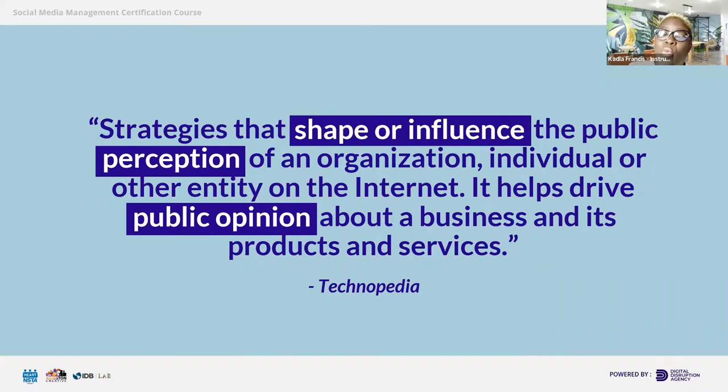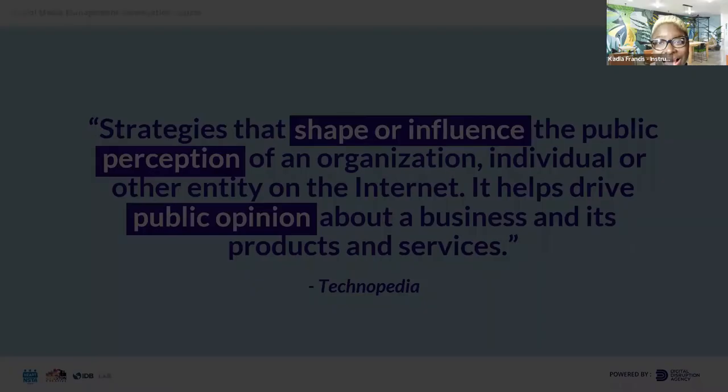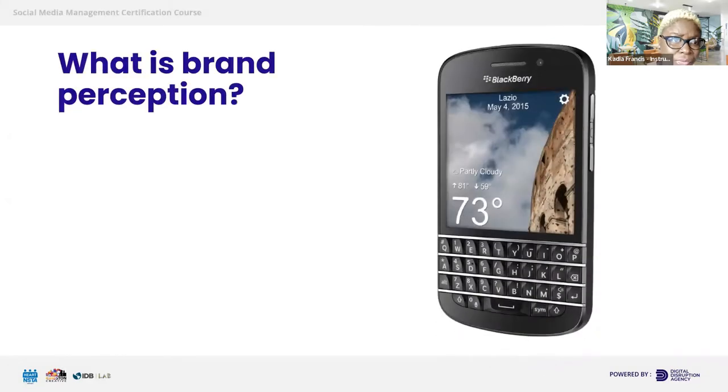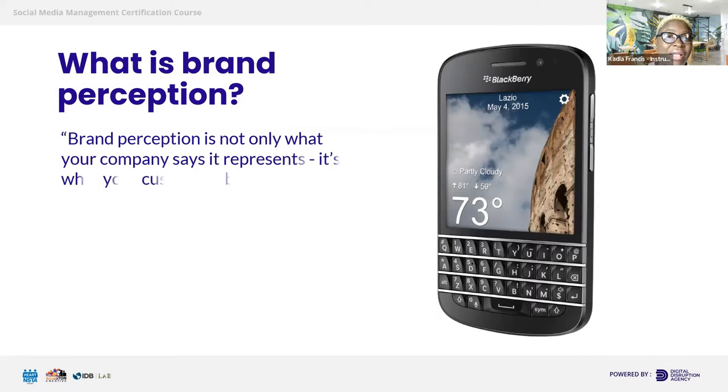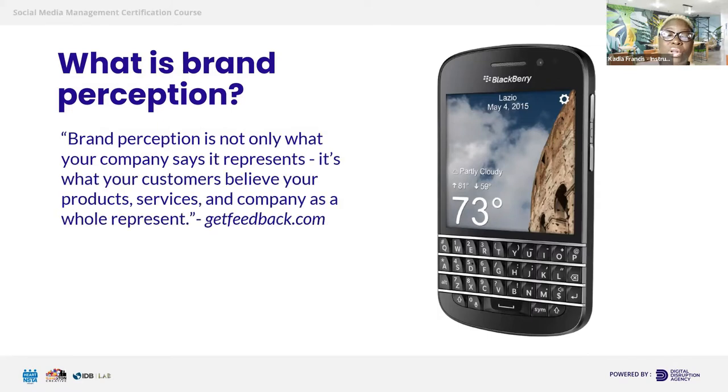So guys, again, I want you to realize too that online reputation is a strategy. It's part of a customer service strategy as well, to kind of condition the public to think a certain way about you, your product, your service, etc. And it's especially important online, and we're going to see why. So the biggest thing there was the perception, your brand perception. But what do we mean when we say brand perception? So it is not only what your company says it represents, it's what your customers believe your product, services, and company as a whole represents.